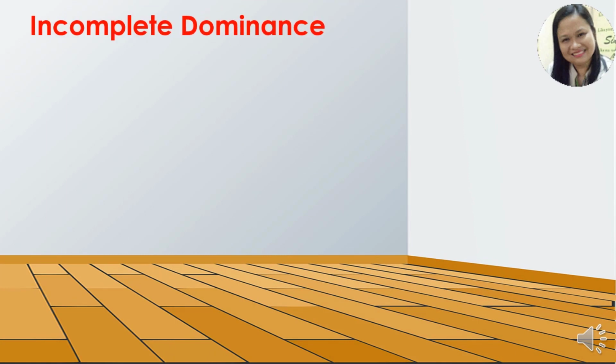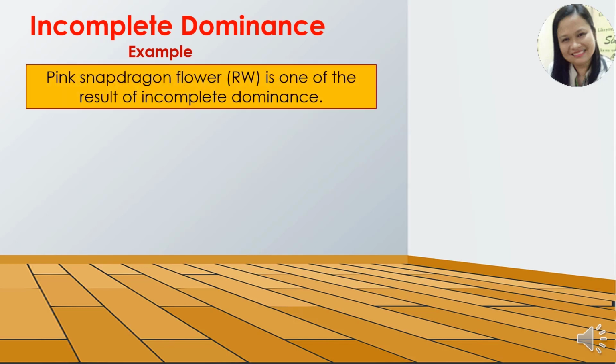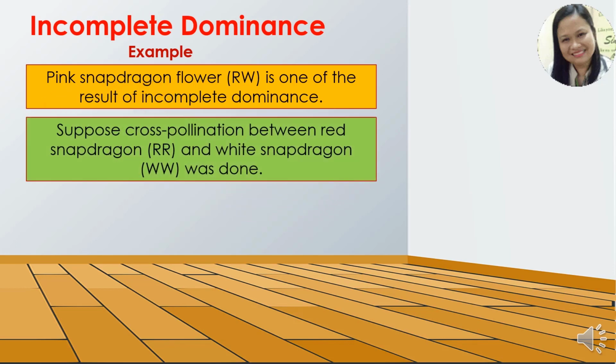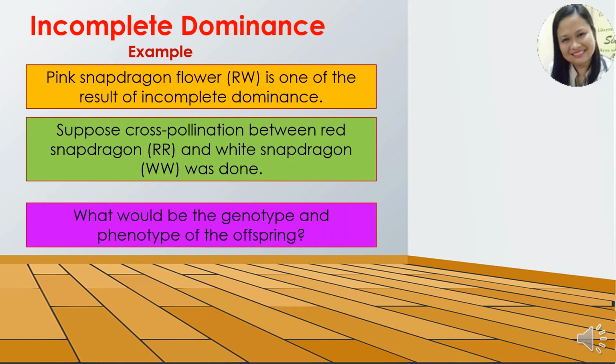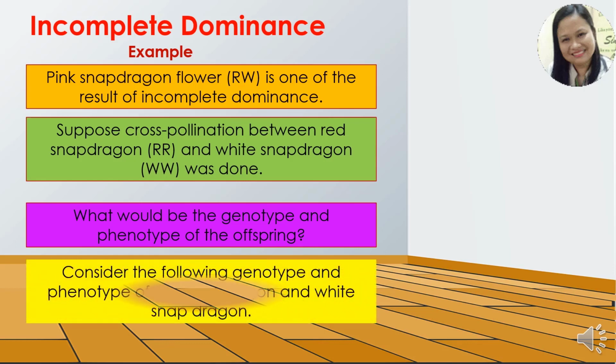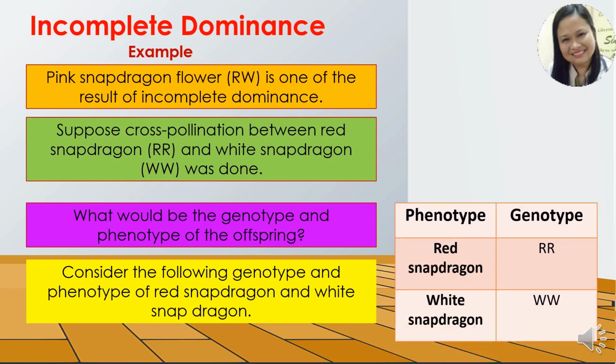I'll give you an example of incomplete dominance. Example: pink snapdragon flower is one of the results of incomplete dominance. Suppose cross-pollination between red snapdragon and white snapdragon was done. What would be the genotype and phenotype of the offspring? Consider the following genotype and phenotype of snapdragon, red snapdragon, and white snapdragon. If the phenotype is red, the genotype is RR. If the phenotype is white, the genotype is WW.